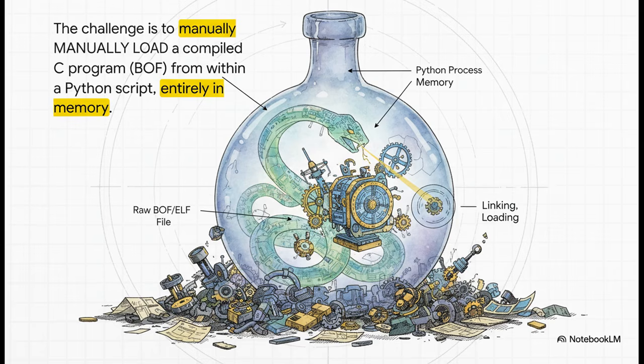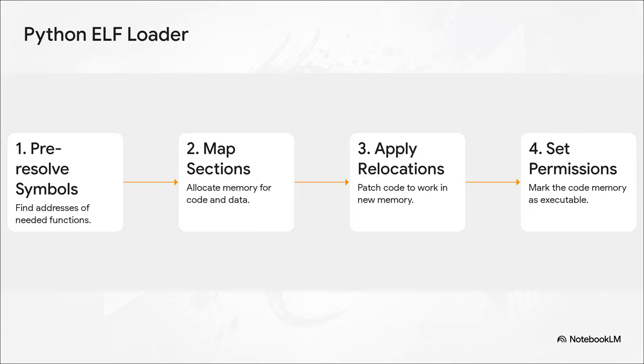You have to manually do the job that an operating system's loader would normally do, but you have to do it all from inside your Python script. You've got to parse the file format, place it in memory just right, link it up with any functions it needs, and then finally flip the switch to make it executable. So the creator of BlackSerpentine built this amazing pure Python ELF loader that pulls this off in 4 distinct phases.